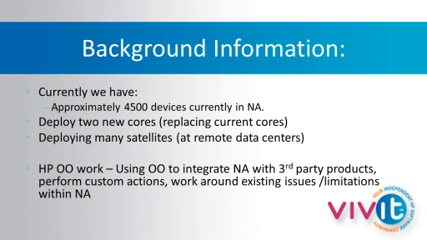So, a bit of background information. Currently, we have about 4,500 devices in network automation. We'll be deploying 2 new cores, replacing the current cores. Good news, looks like we may actually go and do even more than this with horizontal scalability with 9.2. We also have many satellites deployed at remote data centers.